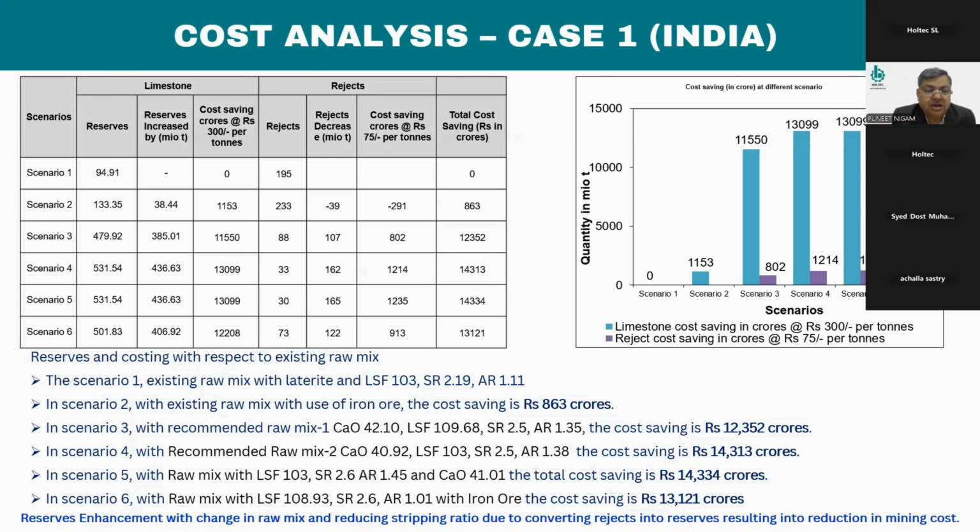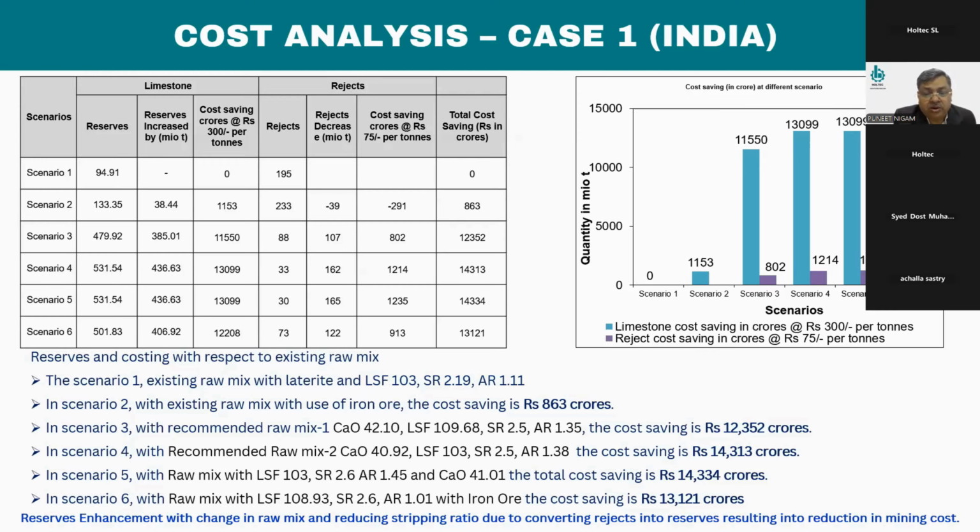Then we change the correctives: in place of laterite we give iron ore, so the reserves become 133 million tons. Then we said okay, we can change the LSF to 100, 2.5 and 1.35, and the reserves suddenly increased to 479. Why is it increasing? Because some of the materials we were rejecting are now being used, consumed, and optimized. Then with further modification, reducing to 40.92 CO and LSF 103, we have reserves of 531.